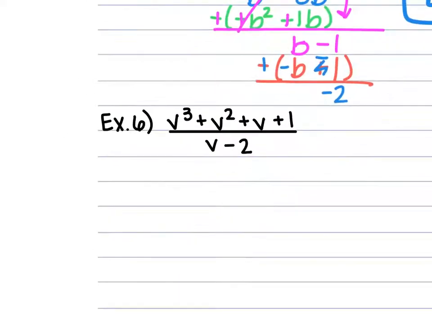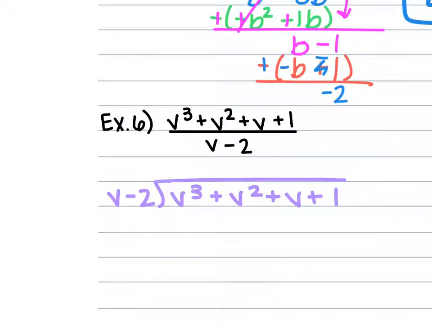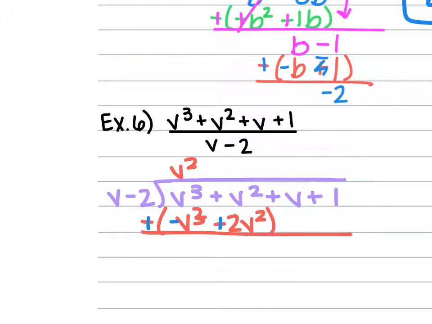If we look at example 6, we have v cubed plus v squared plus v plus 1 divided by v minus 2. That v minus 2 goes on the outside. The v cubed plus v squared plus v plus 1 goes on the inside. So v times what is v cubed? That's v squared. Multiply. We're going to get v cubed minus 2v squared. Subtract or add the opposites. The v cubes cancel. V squared plus 2v squared is 3v squared. Bring down that next term.